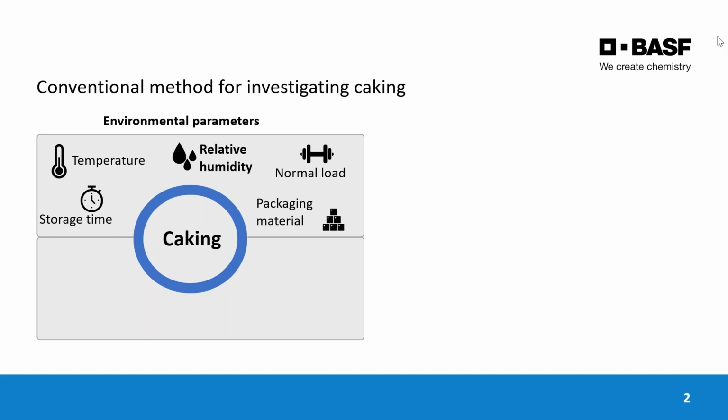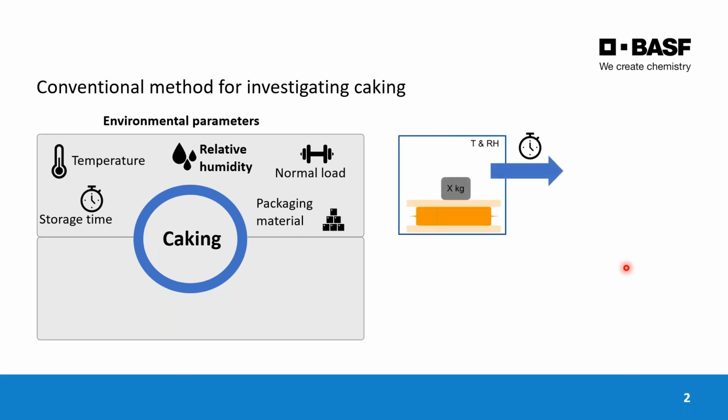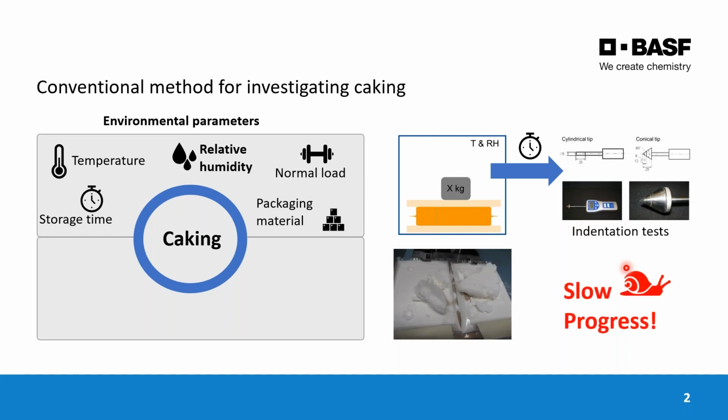Packaging material, the load on the bag, temperature, time, and humidity all affect the probability that a material will cake in an undesirable way at scale. The traditional way of measuring this is to take a packet containing a kilogram of powder or thereabouts, put a weight on it, compressing it, then do some indentation tests to see whether or not a cake had been produced.